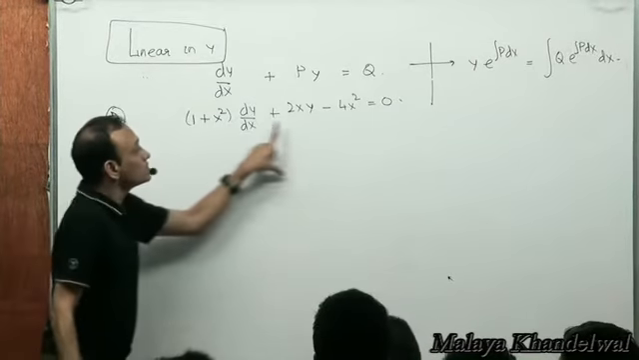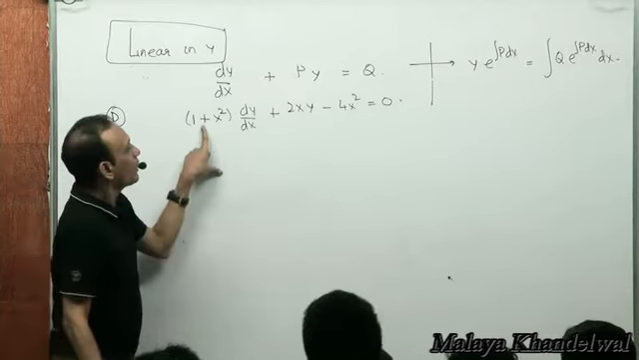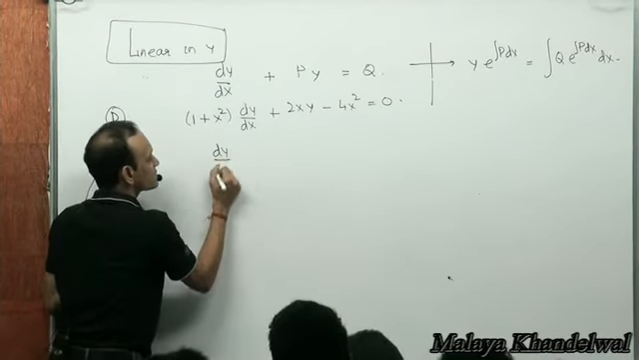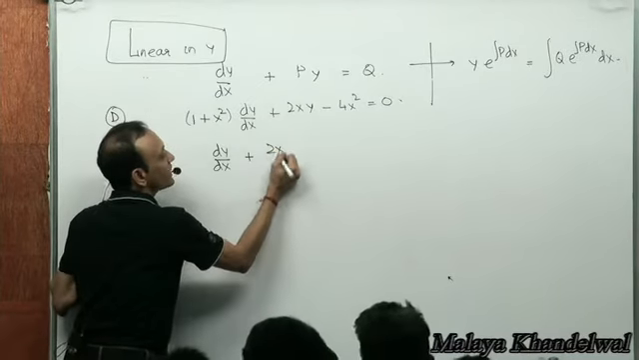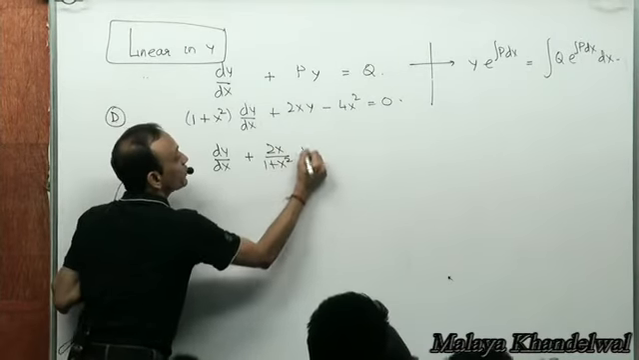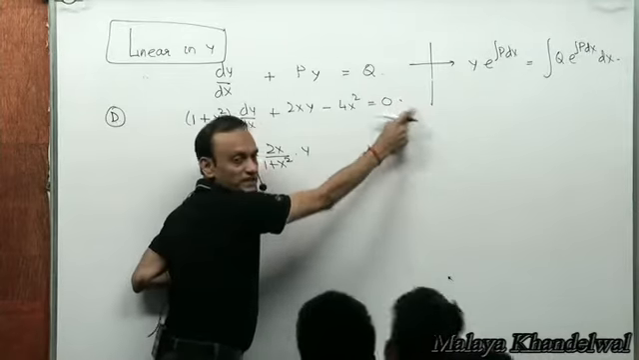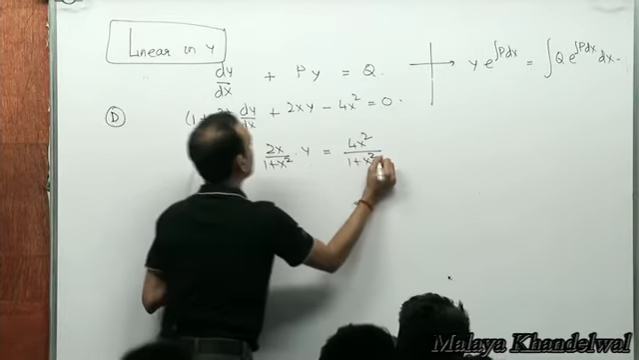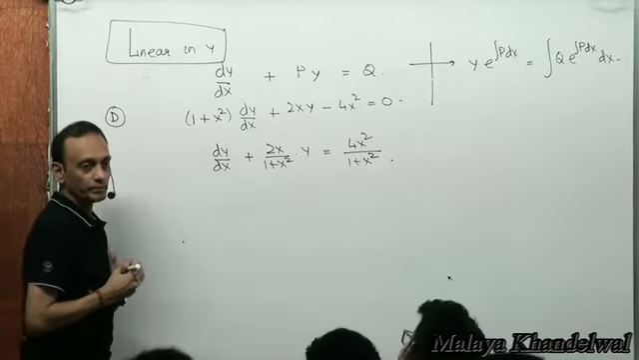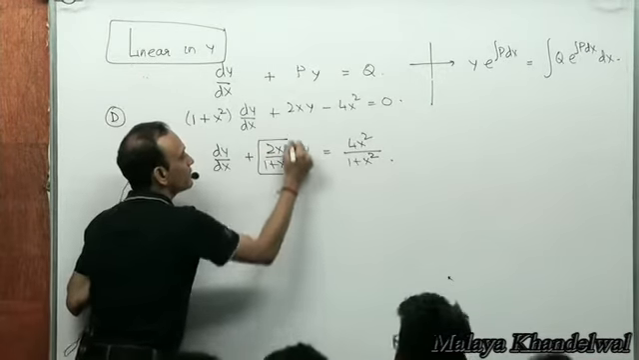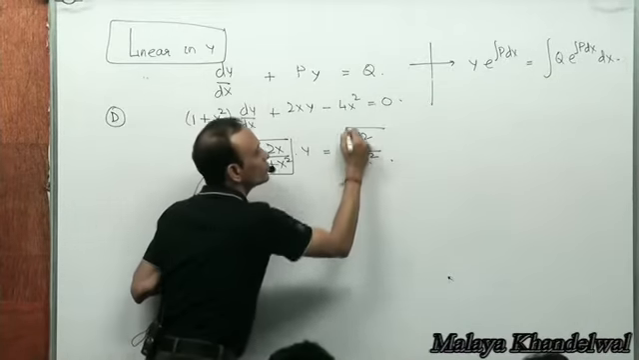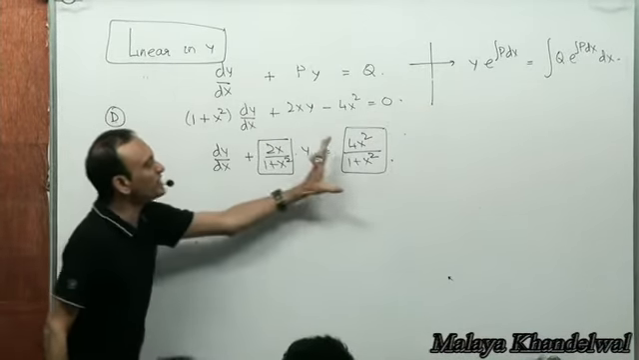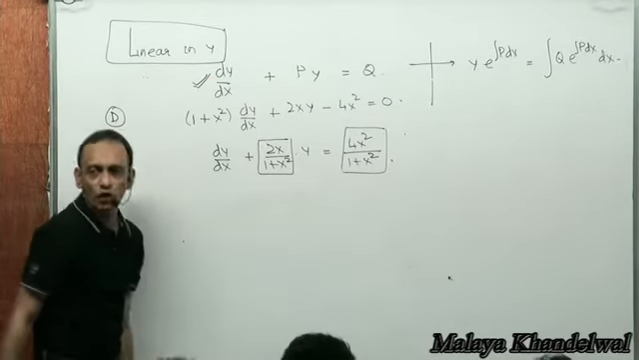Now, this I want to convert in this form. I divide throughout by 1 + x². So dy/dx + 2x/(1 + x²) into y, p into y. I take this on the right hand side: 4x²/(1 + x²). Right? So this is my p. dy/dx + py = q. It exactly matches with this formation.